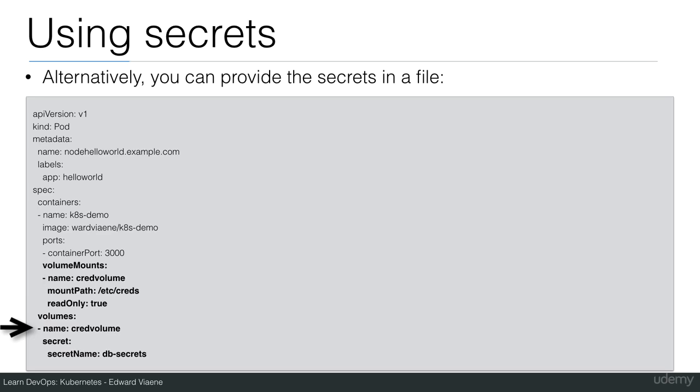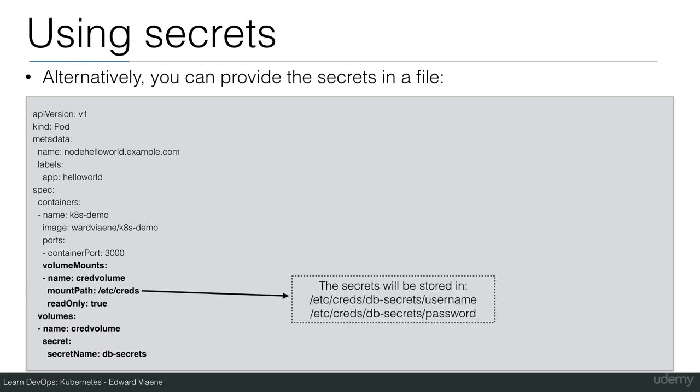This volume exists of secrets. So we're going to say secret with a secret name, database secrets. So all the keys and values of database secrets will now be put in this /etc/creds folder, and the secrets will be stored in /etc/creds, database secrets, the name of the secret, and then the keys. You have the key username and password, so you will have two files, username and password, that the application can then read. The only thing that the application needs to do is read those files, and it can then use the secrets within the application. Using volumes and using environment variables, using these two ways, I will show you in the next demo.